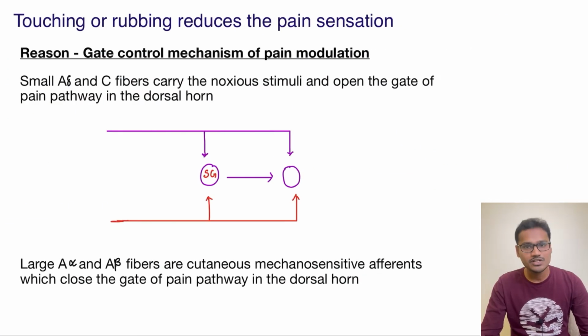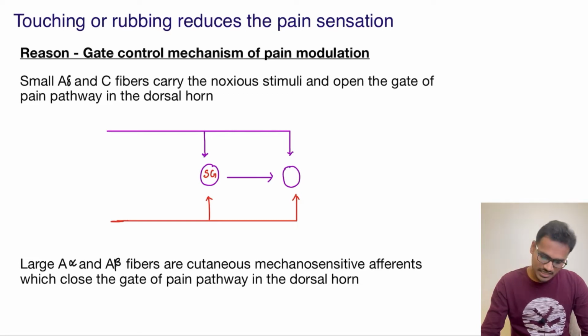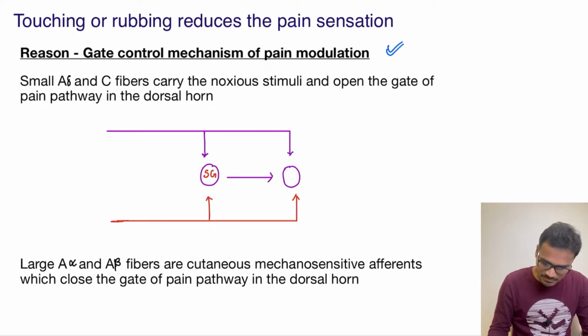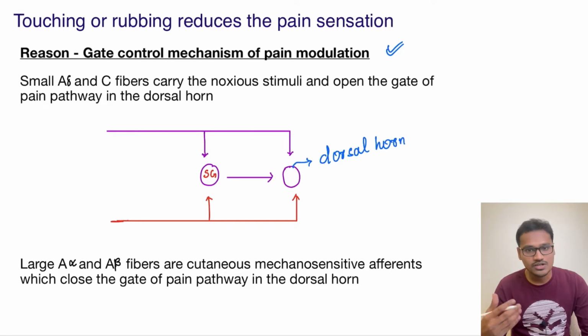The basic physiological mechanism behind this is the gate control mechanism of pain. Let's try to understand it. First, in the spinal cord, there is a region called the dorsal horn. All of us know this. Through this dorsal horn, all the sensations are carried to the central nervous system, that is the brain.